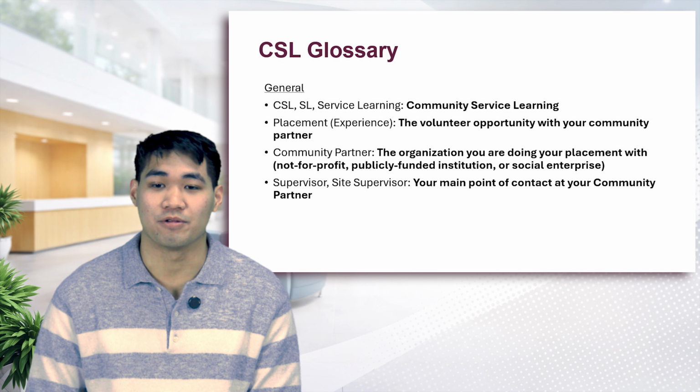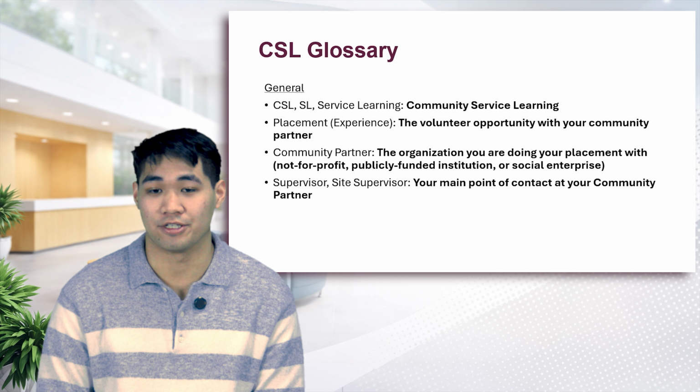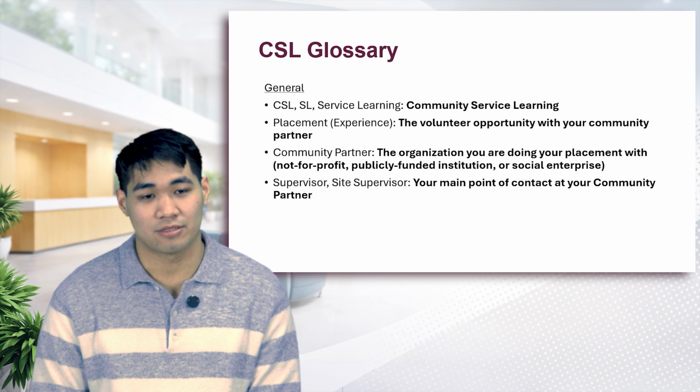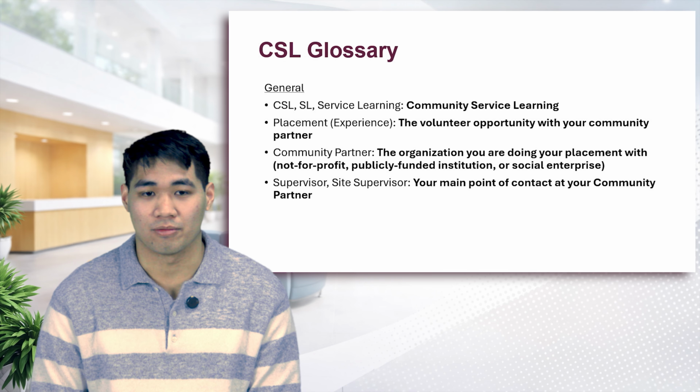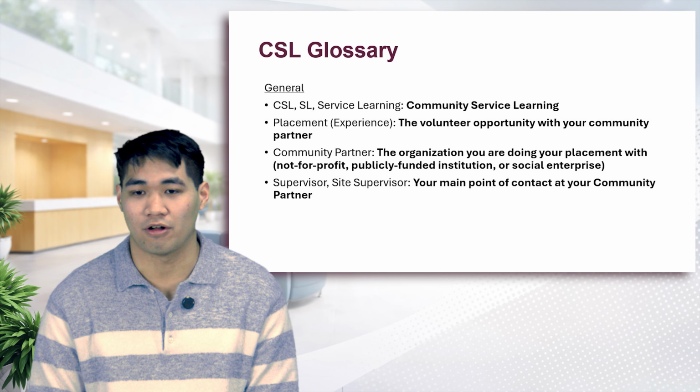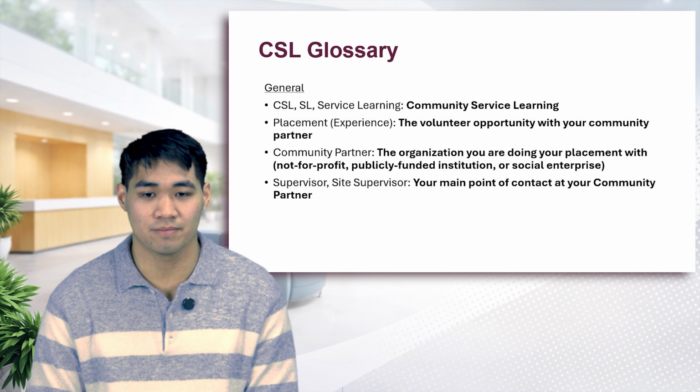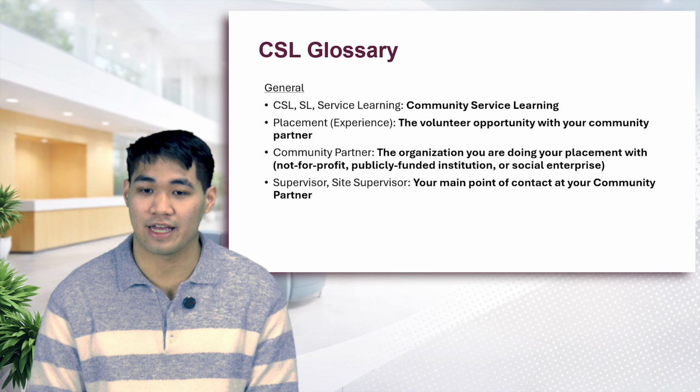Before the orientation, we will be covering some common terminology that we use. So some general terminology, CSL, SL, and service learning all mean community service learning, which is the volunteer opportunity with your community partner. Your community partner is the organization you are doing your placement with. That is non-for-profits, publicly funded institutions, or social enterprises. Your supervisor or your site supervisor is your main point of contact at your community partner.